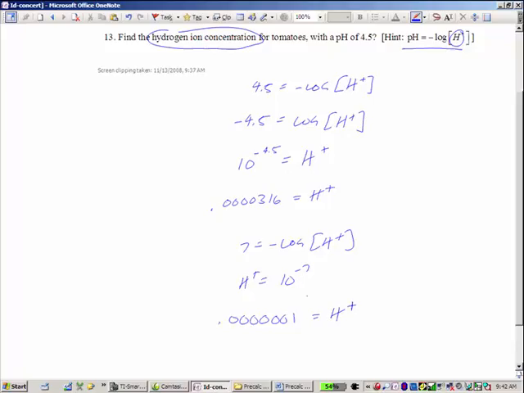To get the H alone, you take the inverse of the log, right? You turn it into exponential, right? So 10 raised to the 7th is equal to, right? So those are important relationships to know. And to be able to go back and forth between logarithmic and exponential is huge. You have to know when and how to do it, without a doubt. All right.